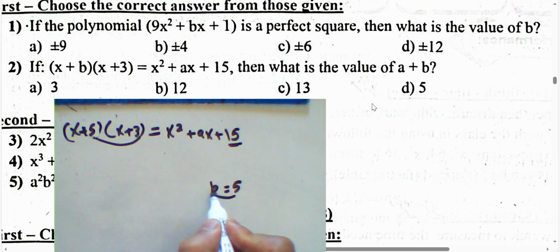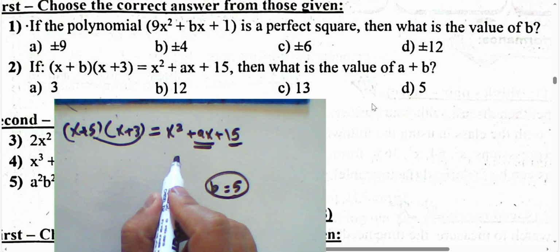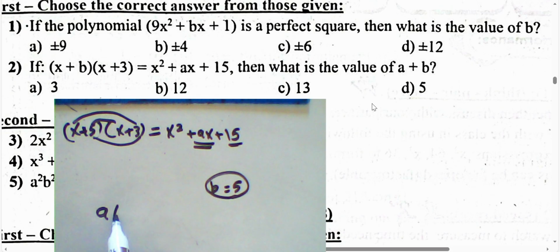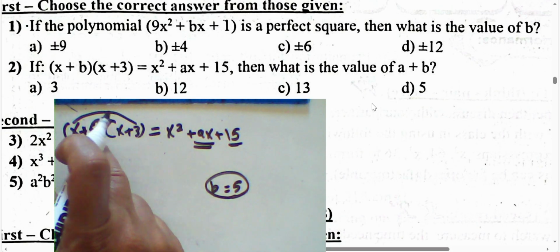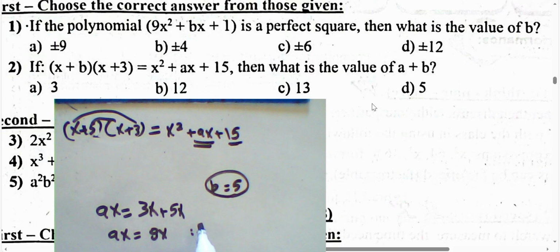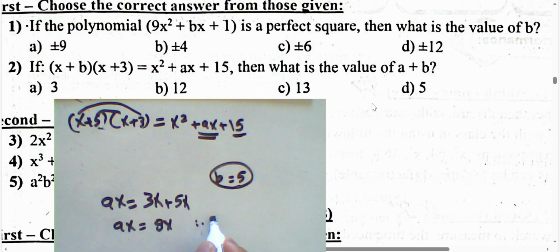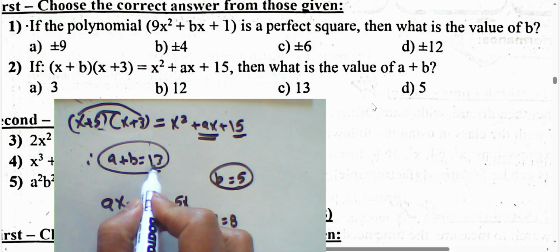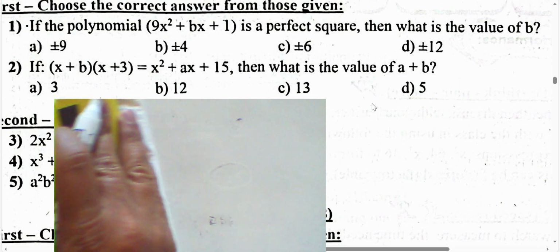B will be 5. And ax means the sum of the product of extremes and means equals ax. Then ax equals the product of extremes here, 3 times x equals 3x, and the means 5x. Then ax is equivalent to 8x. The coefficient of x here will be equal to 8. A equals 8. Then he wants to find a + b. 5 plus 8 equals 13. Then the answer here will be 13.